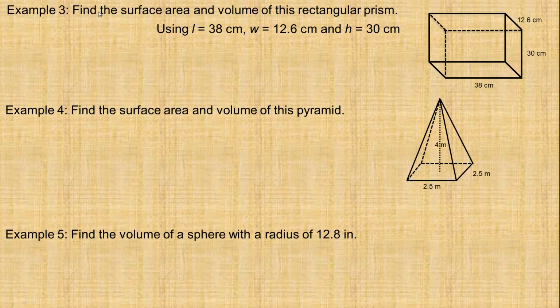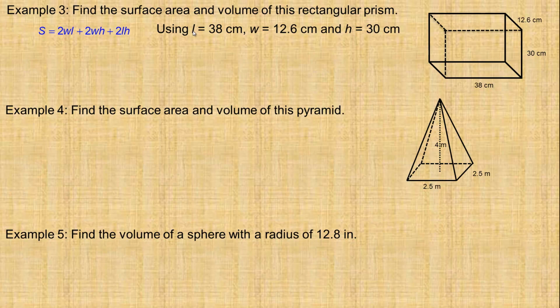Example number 3. You're asked to find the surface area and volume both for this rectangular prism. And so here's the surface area formula. And I'm going to use the length is 38, the width is 12.6, and the height is 30. If you want to do those differently, for example, use the 38 for the width, the 12.6 for the height, and the 30 for the length, it's going to give you exactly the same answer.